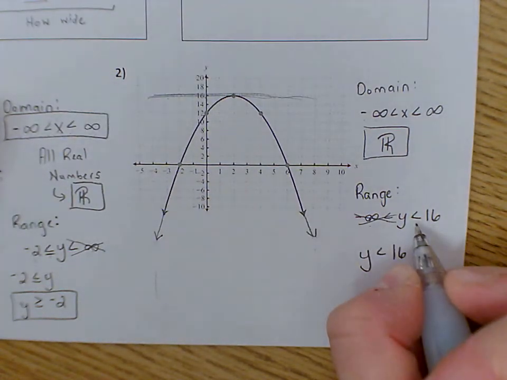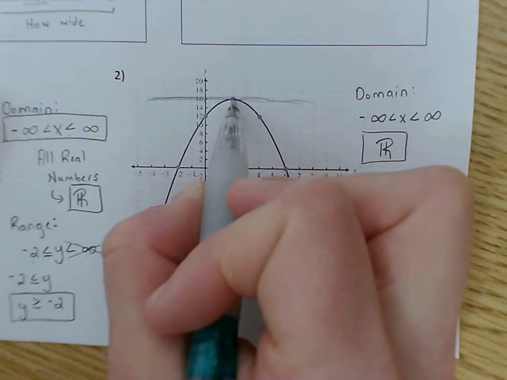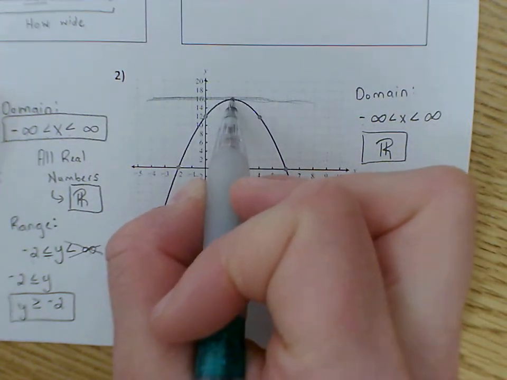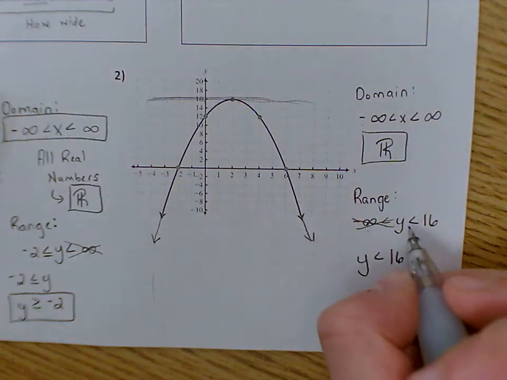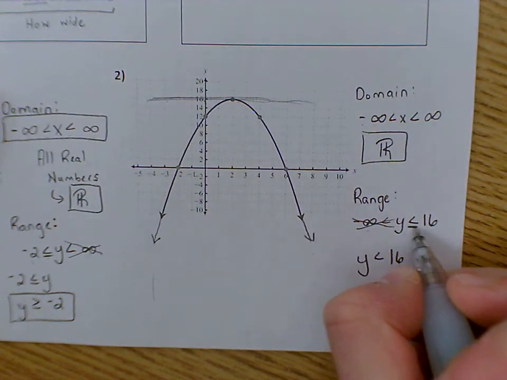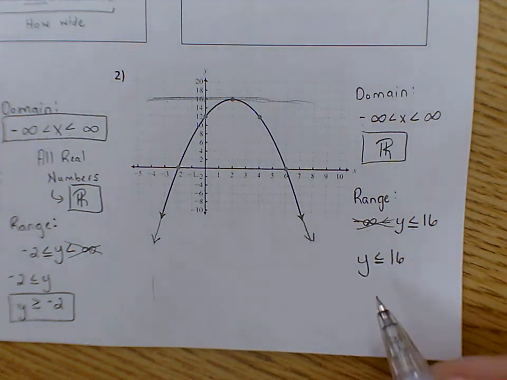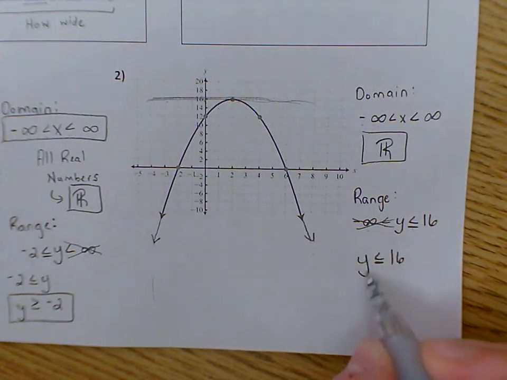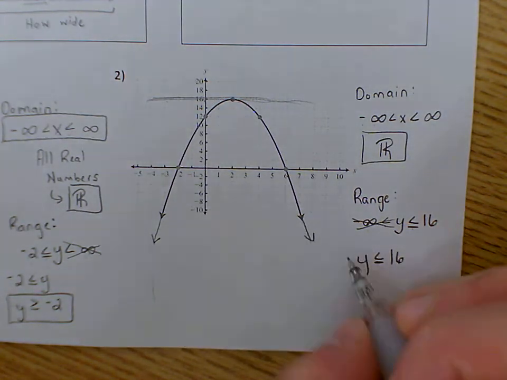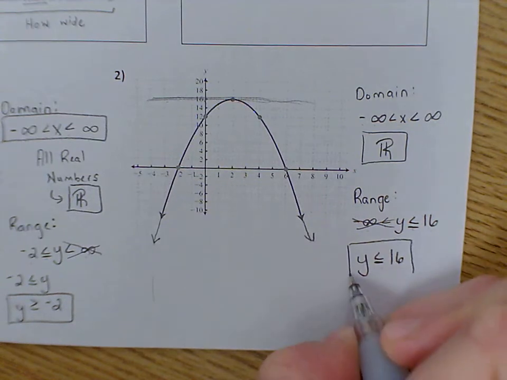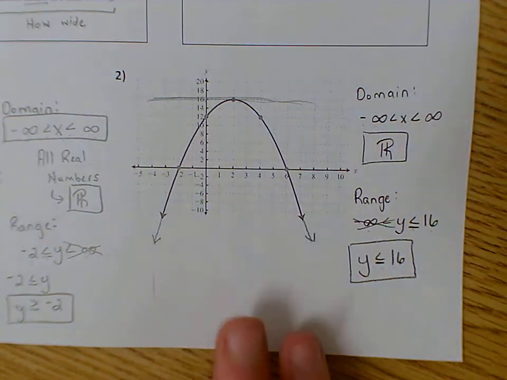Now I did forget something. Remember, I talked about if there is an actual coordinate at that point, which there is, a vertex right there, then you want to include that number, because there's an actual y value there. So we want to go back and include our 16. So the range includes all the y values that are less than or equal to 16. Okay, so that's the range. So that is how you describe the domain and range.